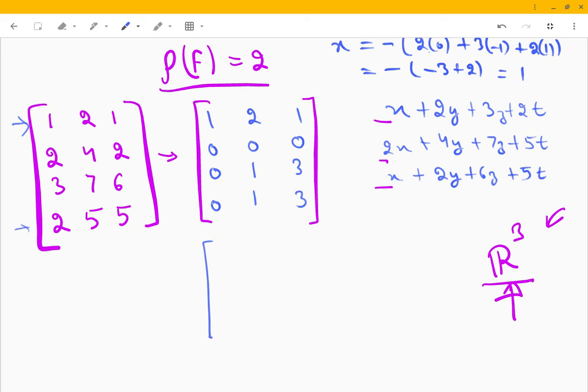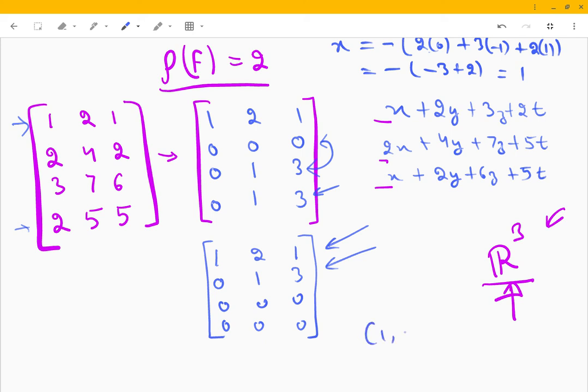So let's rearrange them. 1, 2, 1. This I will replace with 0, 1, 3. This is same, so I can just subtract and I'll get this. So these are the 2 linearly independent vectors in my image space. So the basis of image space is 1, 2, 1 and 0, 1, 3.